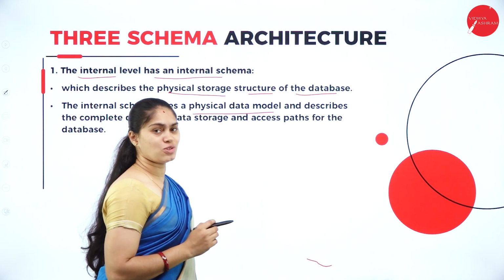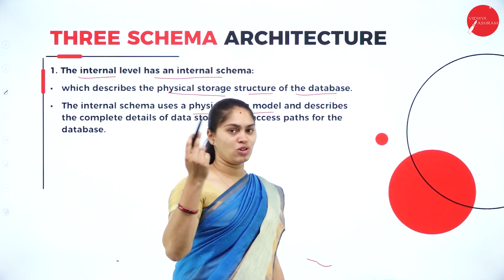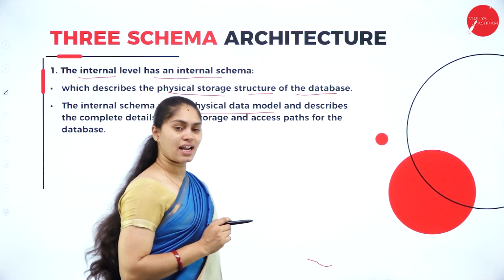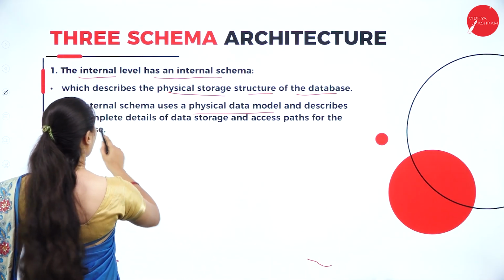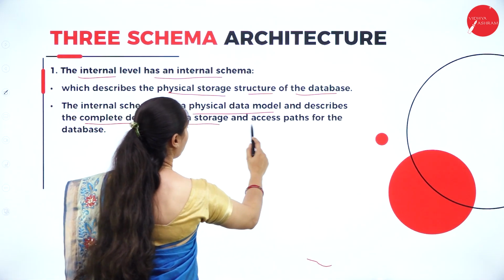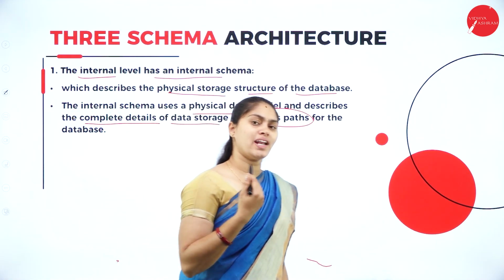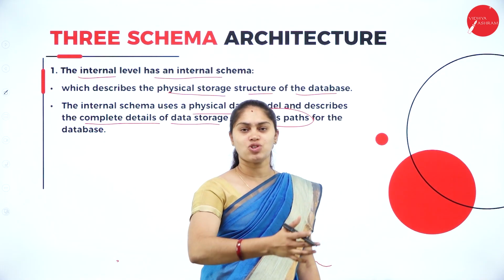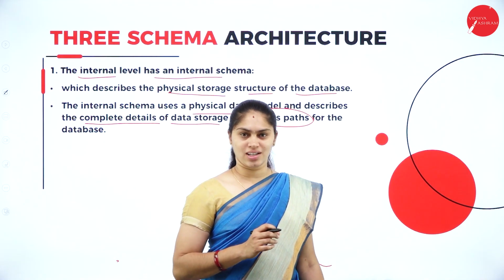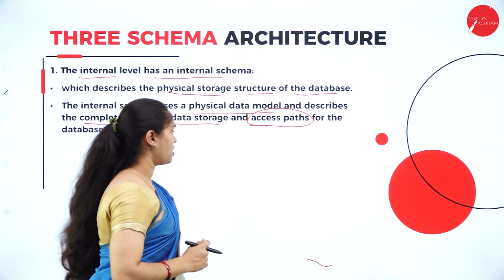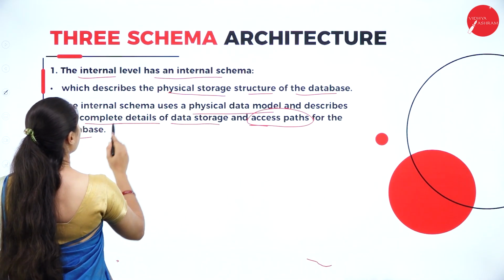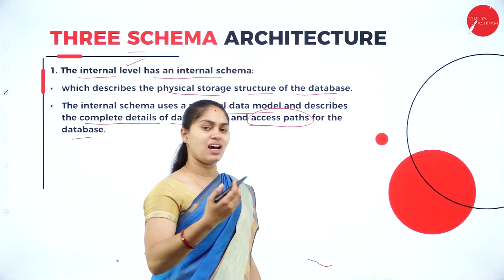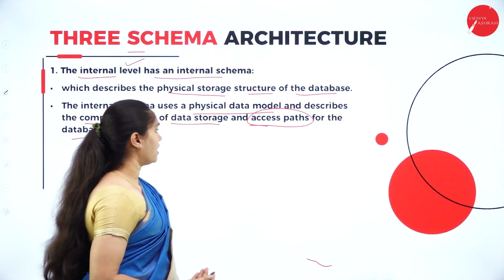What kind of model is it using? The physical data model. You already know what a low-level or physical data model is. This schema uses that model, and it also describes the complete details of data storage and access paths. How can I access the file of a database? How can we reach that location in order to retrieve the content? All that information is stored in this internal level or internal schema. What is the level higher than this internal schema?